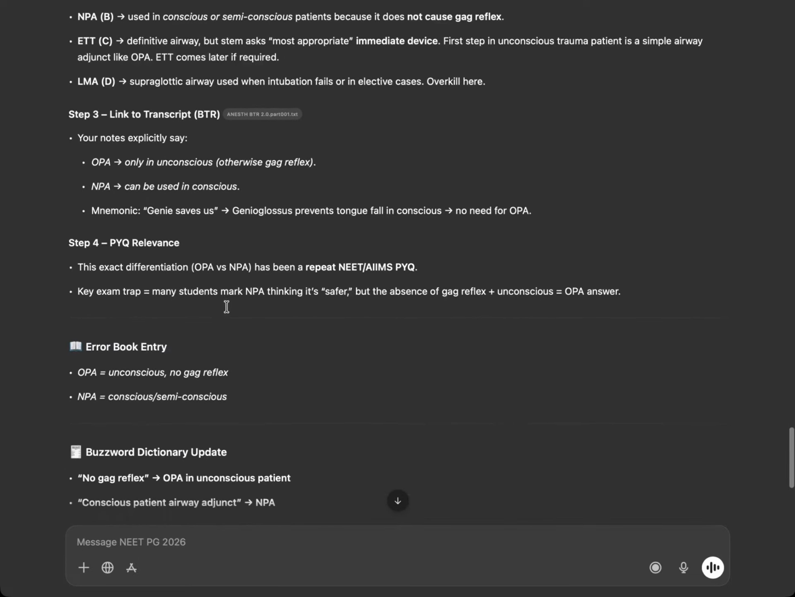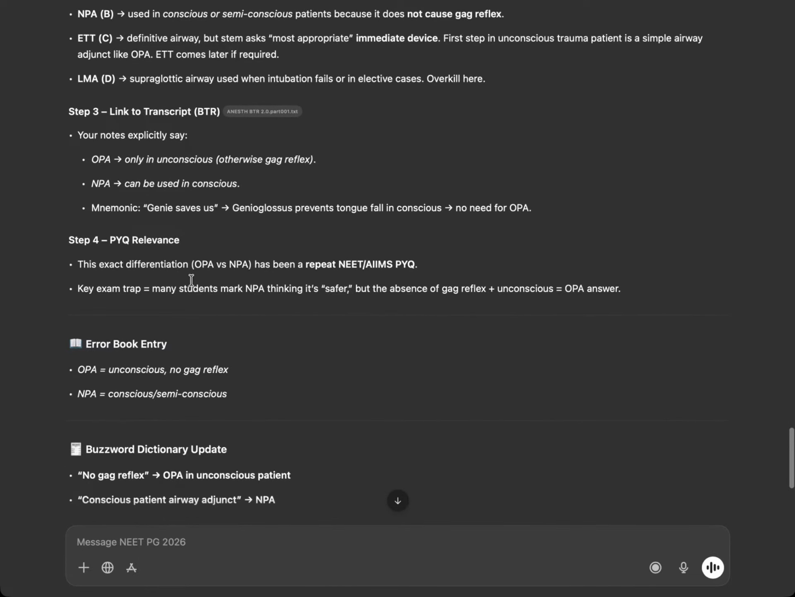Next, this exact differentiation, OPA versus NPA, has been a repeated need. Key exam trap.